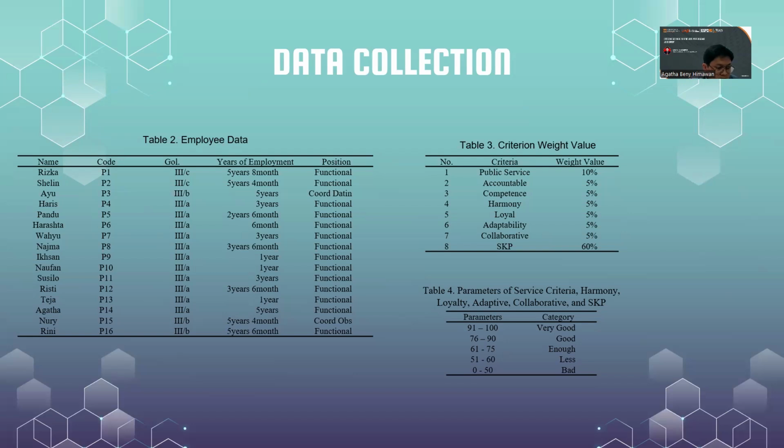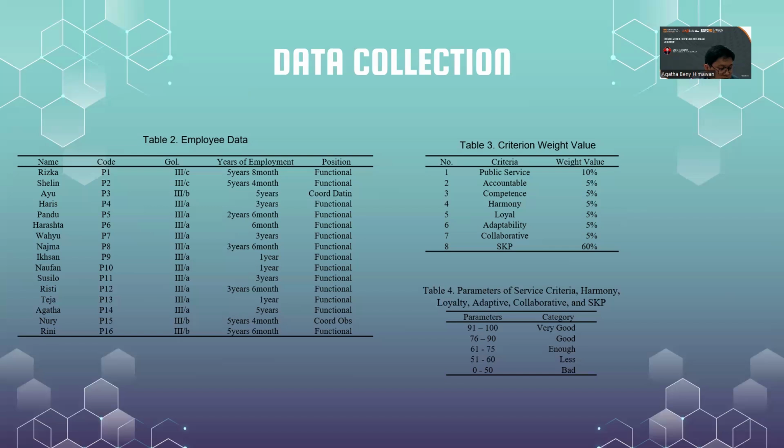Table 2 contains the employee data used as the dataset for calculation in the three MCDM methods. The employee data include the employee name, position, rank, and length of service. Table 3 shows the weight of each criterion based on the 2019 government regulation.